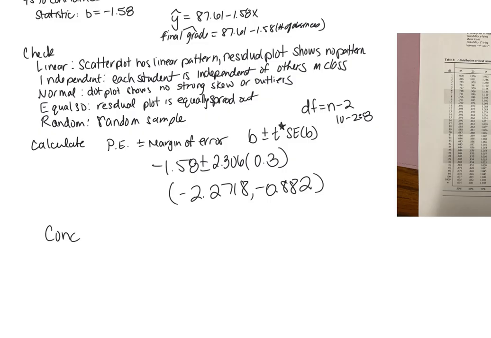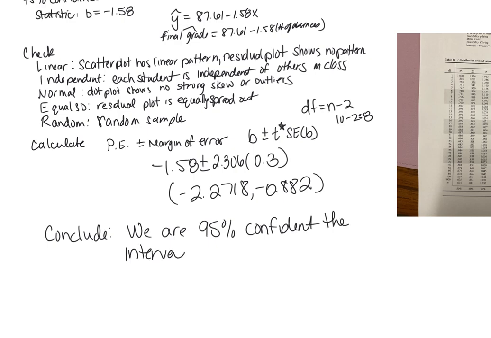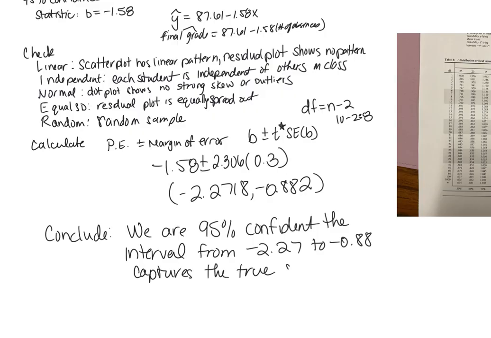And then our conclude, we are 95% confident the interval from negative 2.27 to negative 0.88 captures the true slope of the least squares regression line, LSRL, for number of absences and final grade.